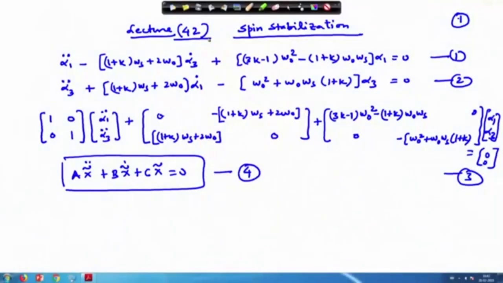Welcome to lecture number 42. We have been discussing the spin stabilization of the satellite. In that context, we derived these equations, and these two equations we then combined into one, and this one has been written in this format. What we were discussing is that for this kind of system.